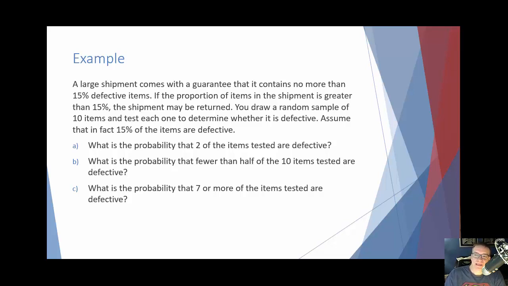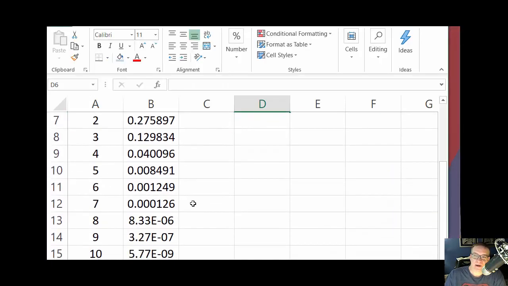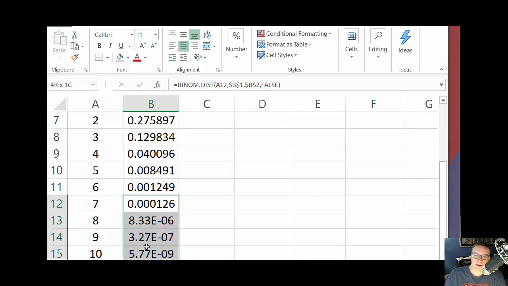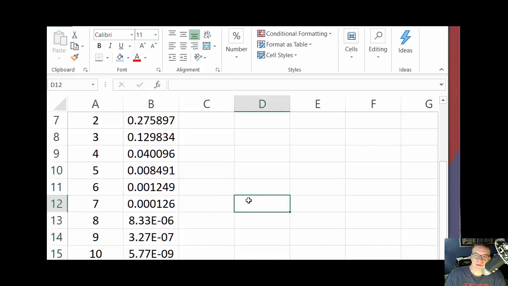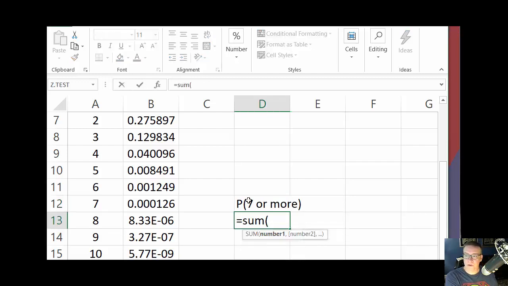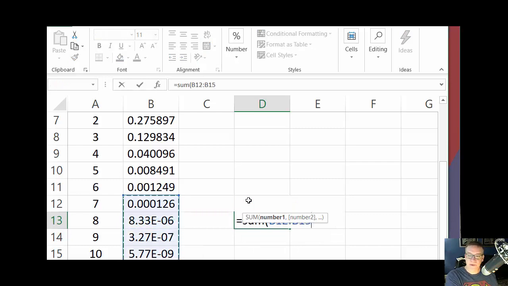What if we want to find the probability that 7 or more of the items tested are defective? Well, again, we can use some of the same tools that we've been seeing here. Probably the easiest one is to use something like Excel. 7 or more means that when I look at my list over here, I want the probability of 7 or more. So that would just be the sum of these values here.